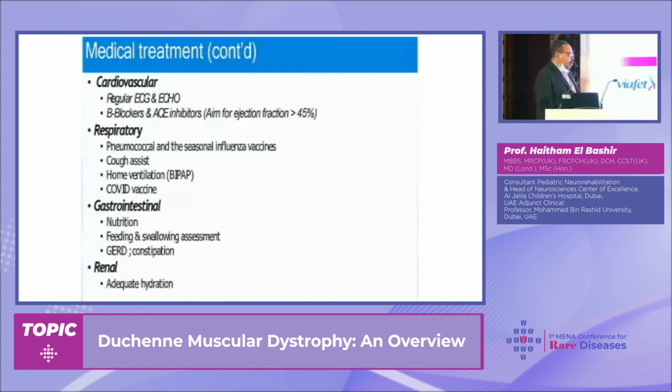Sometimes they're overweight, so you need to make sure that the balance is right. In a few patients, we had children with feeding and swallowing disorder due to muscle weakness. It's not very common, but they sometimes do not eat well, and they can develop gastroesophageal reflux and constipation. Renal: adequate hydration is absolutely essential, unless they get into pre-renal failure.